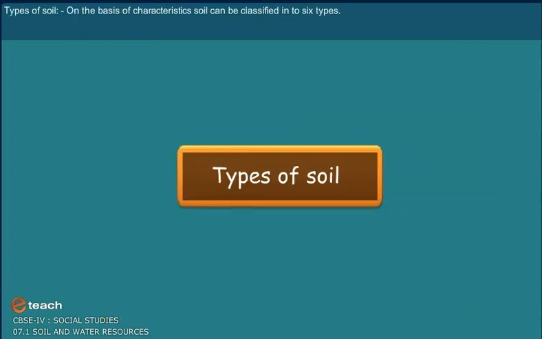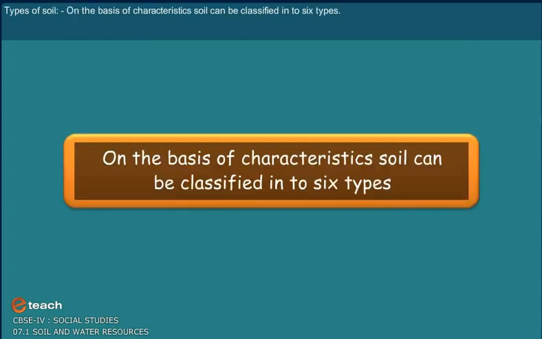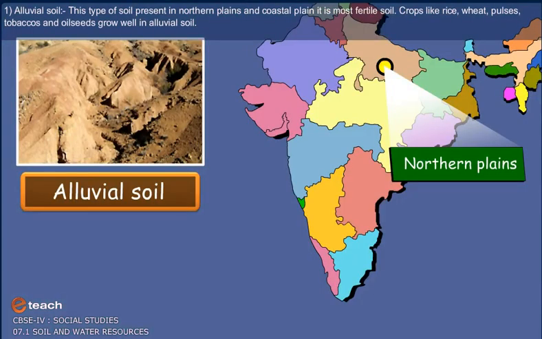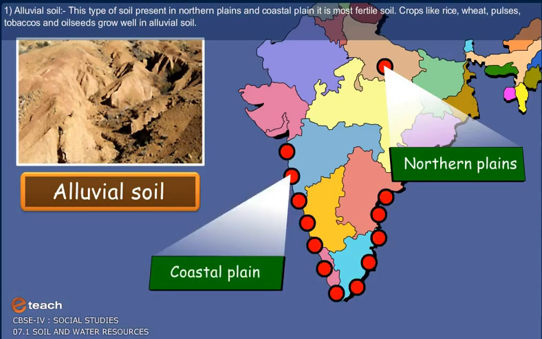Now, types of soil. On the basis of characteristics, soil can be classified into 6 types. 1. Alluvial soil. This type of soil is present in northern plains and coastal plains. It is the most fertile soil. Crops like rice, wheat, pulses, tobacco and oilseeds grow well in alluvial soil.